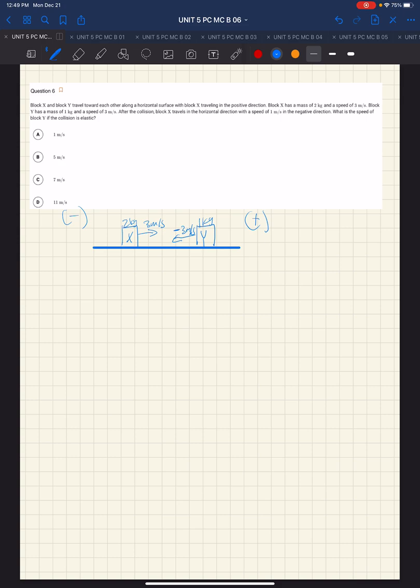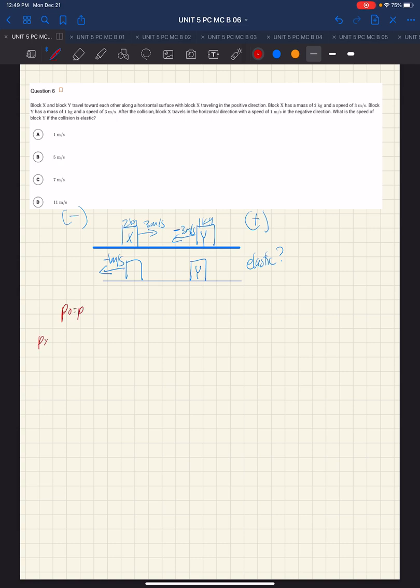So we know afterward that X travels off this way at minus 1 meter per second. And what is the speed of Y if the collision is elastic? Well, we know whether it's elastic or not, the law of conservation of momentum applies. So let's start out with our law of conservation of momentum.